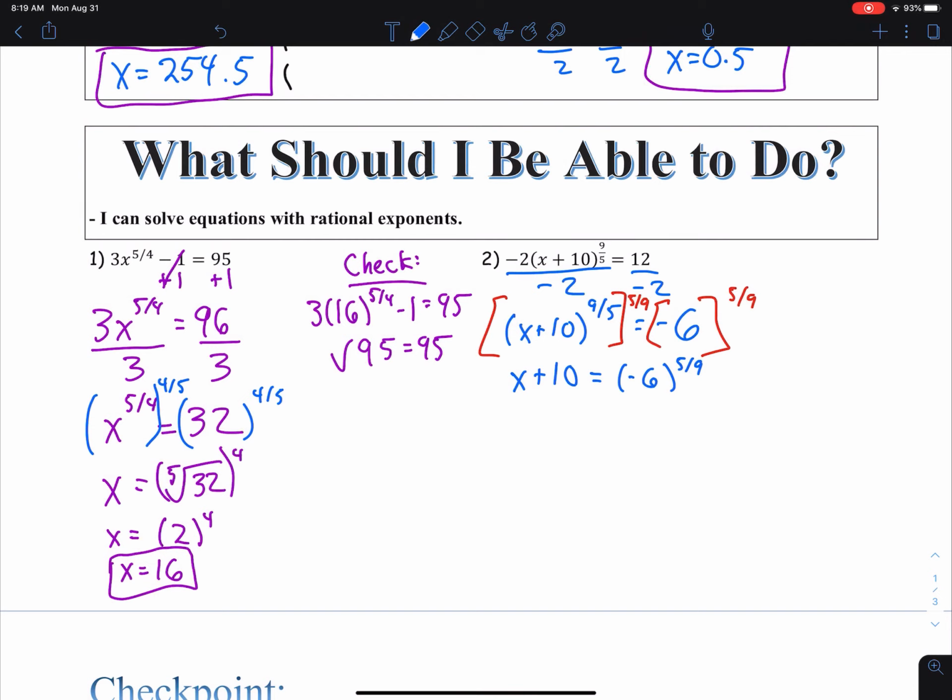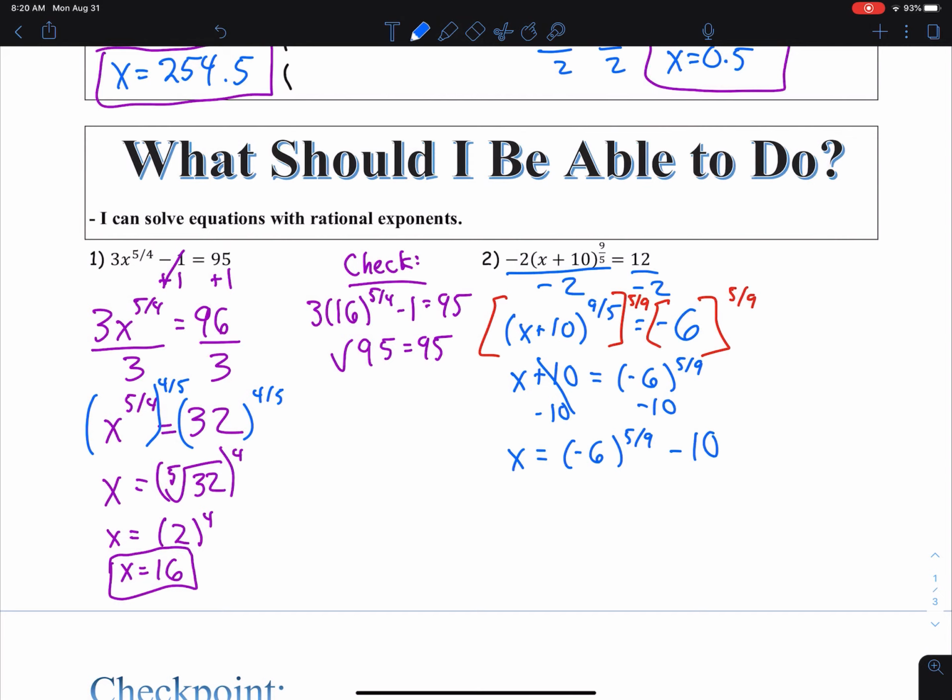All right, negative 6 to the 5 over 9 power, feel free to do that. It's going to be an irrational number, so I'm just going to leave it as negative 6 to the 5 over 9 because it doesn't tell us to round at all. So now I'm going to subtract 10 on both sides to get the x by itself. And what we get is x is equal to negative 6 to the 5 over 9 minus 10. So that's going to be our answer so far.